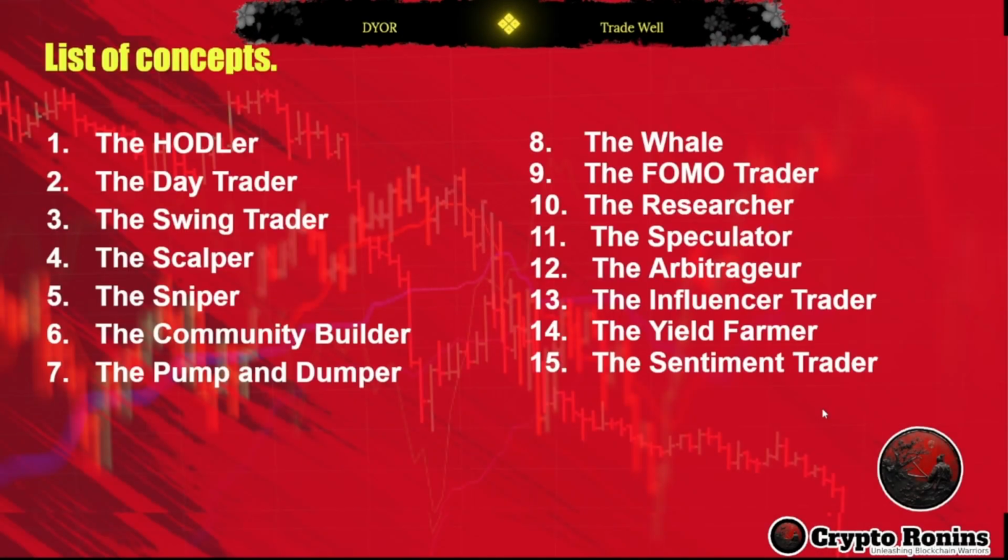All right. Well, here's a list of the concepts of traders, right? We got the holder, the day trader, the swing trader, the scalper, the sniper, the community builder, the pump and dumper, the whale, the FOMO trader, the researcher, the speculator, the arbitrager, the influencer trader, and the yield farmer, and finally the sentiment trader.